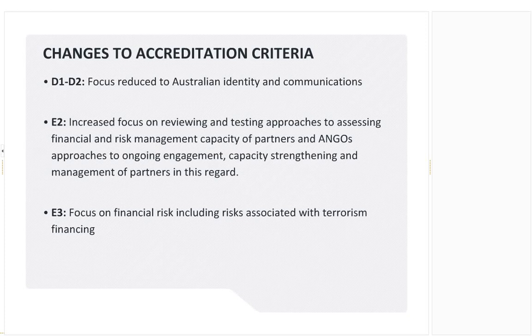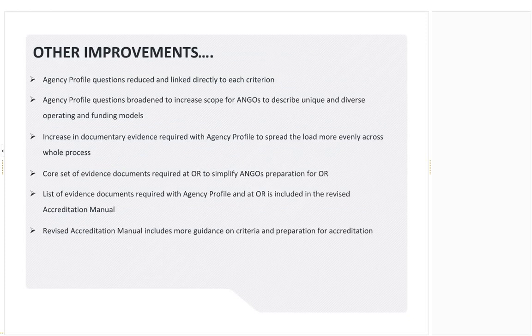We're now moving towards just highlighting other improvements that have been changed, some of which I've already discussed. You'll now see that each agency profile question directly links to the criterion, so it provides you with scope to provide your response to the indicators in each criterion. The questions have also been broadened to increase scope for NGOs to describe their unique and diverse operating and funding models. So they're less prescriptive now and just provide broader opportunities for NGOs to really describe their particular approaches, structures, governance arrangements and partnerships and collaborations.